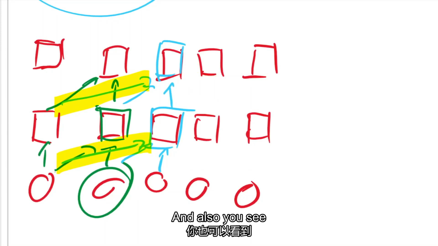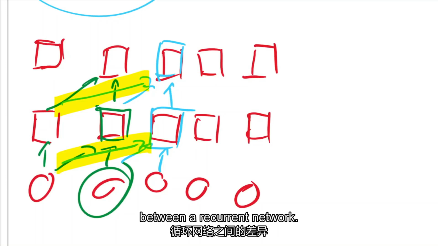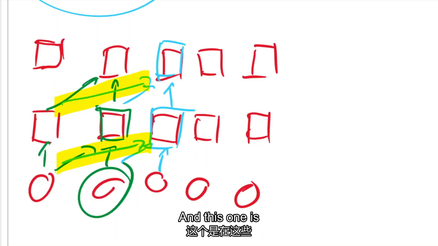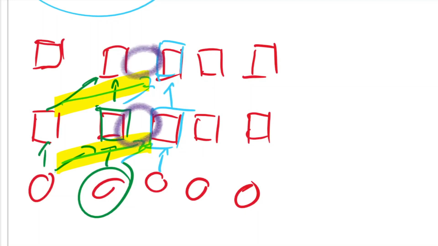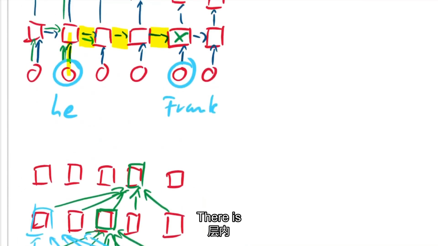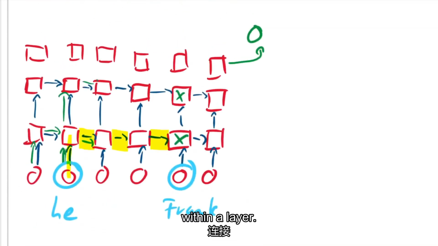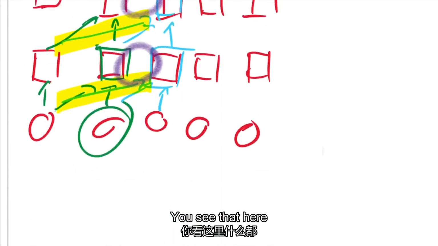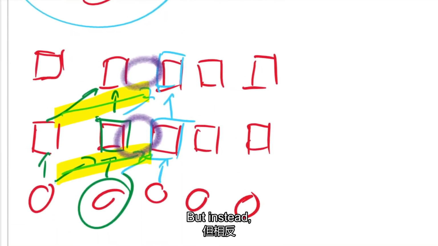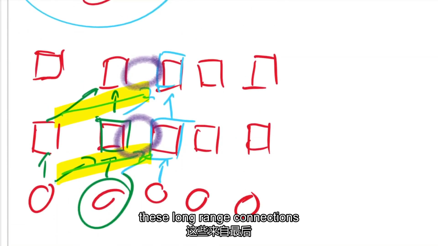And you also see how this information flows, and the difference between a recurrent network and this one is in these lateral connections here. Here, there is no connection. Here, there is no connection. In a recurrent network, there is a connection within a layer. You see that. Here, there is none. But instead, there are these long-range connections from the last layers.